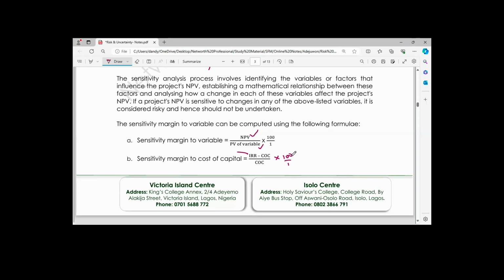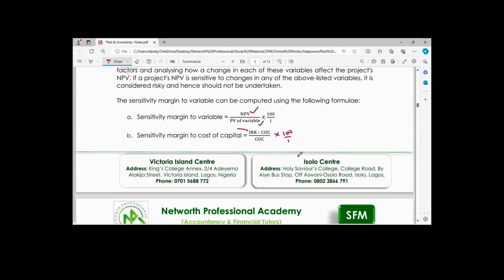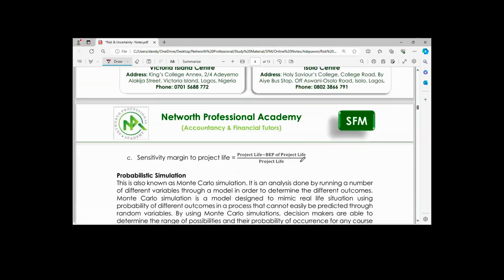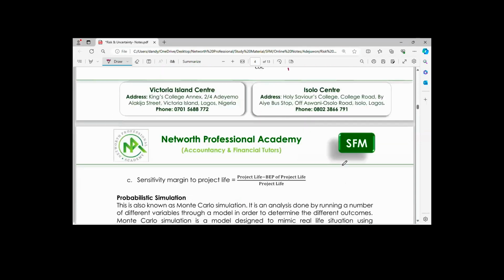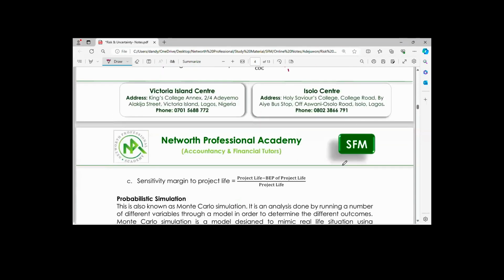Then the last one is the formula for calculating sensitivity margin of project life. The sensitivity margin of project life is calculated as project life minus break-even point of project life, divided by the project life, multiplied by 100/1.